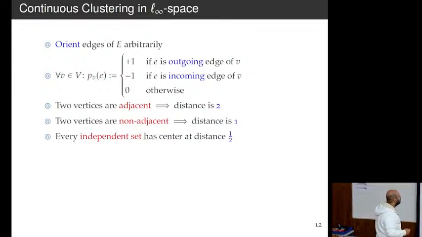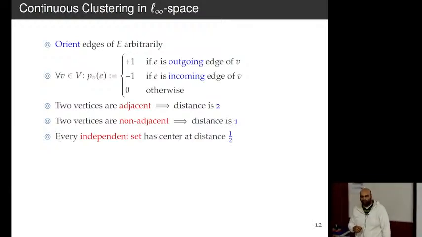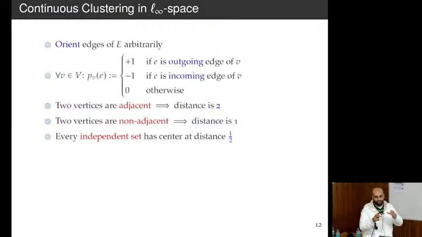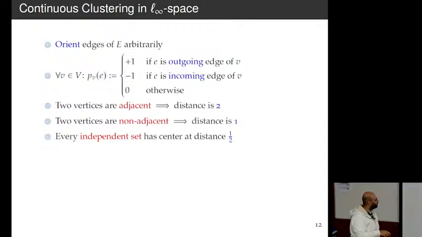Okay, good. Take any independent set, and look at that set of points corresponding to that independent set. I claim that it has a center at distance half. Why? For every coordinate, and this is the center, I can write either plus half or minus half, because on every coordinate, exactly one of the points in that set has plus 1 or minus 1. Everything else will be 0. So I can just choose half on that coordinate with the corresponding sign. So every independent set admits a center at distance half.